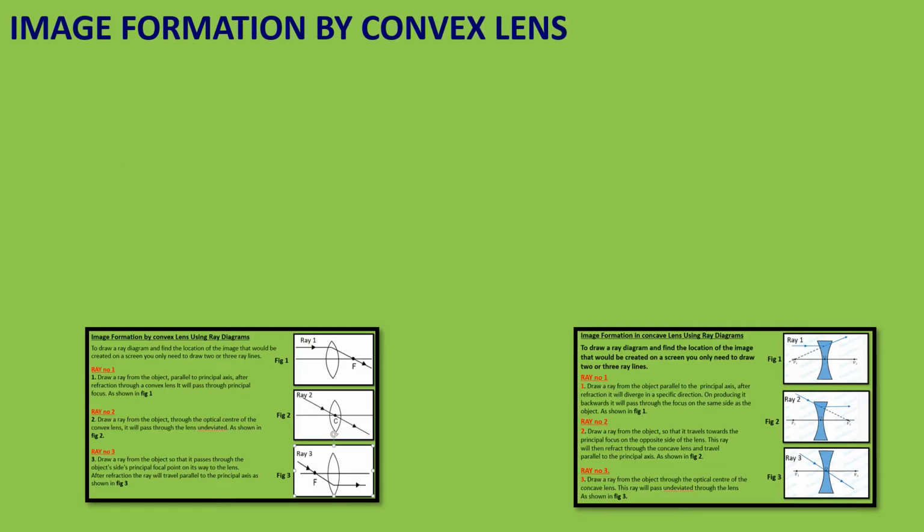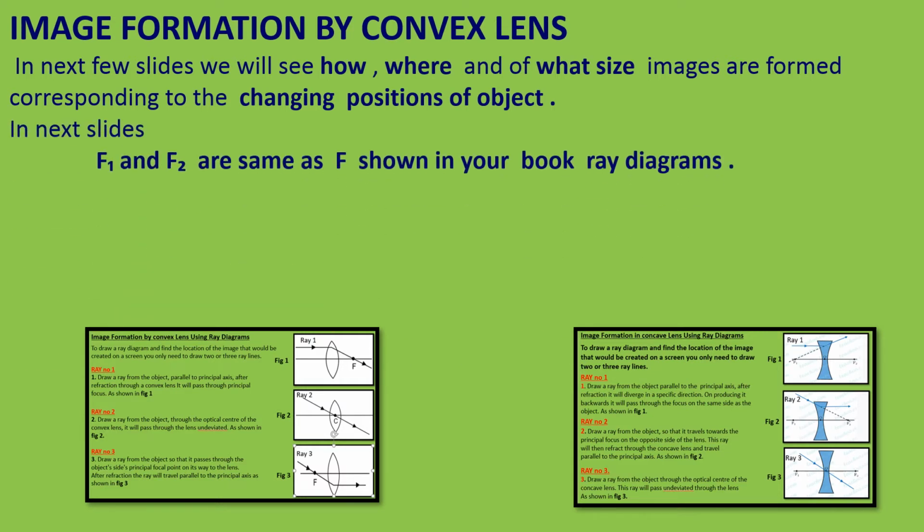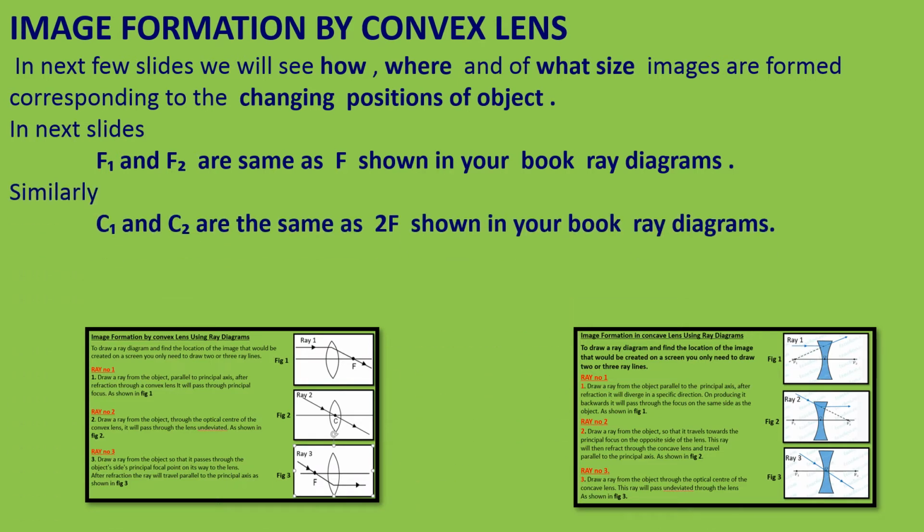Image formation by convex lens. In next few slides, we will see how, where, and of what size images are formed corresponding to the changing positions of object. In next slides, F1 and F2 are same as F as shown in your book ray diagram. Similarly, C1 and C2 are same as 2F as shown in your book ray diagram.